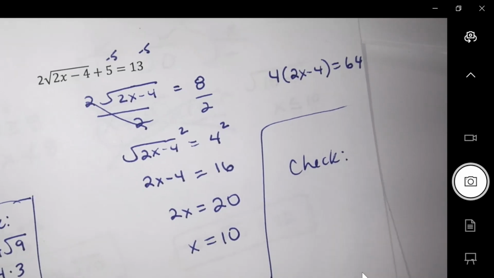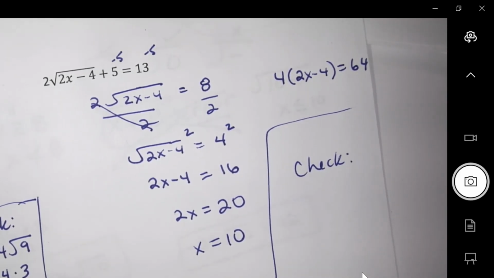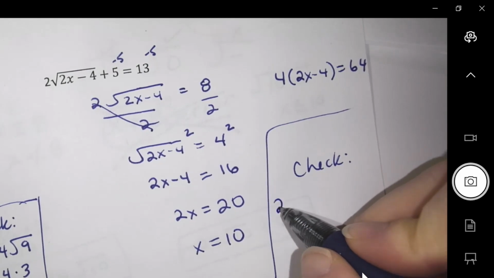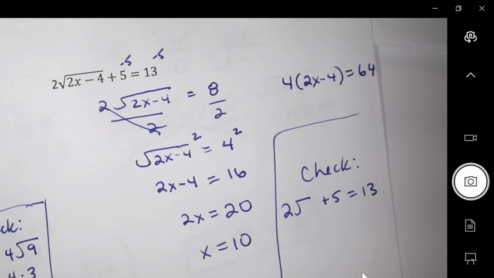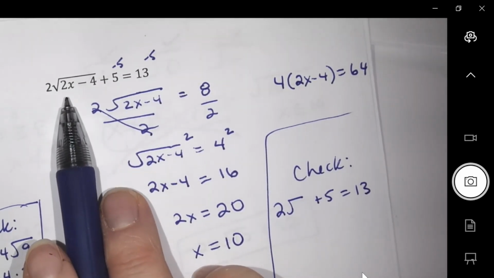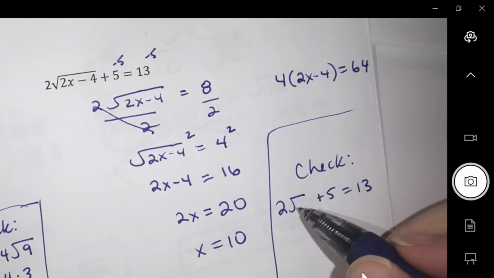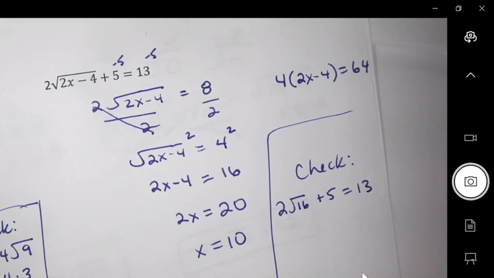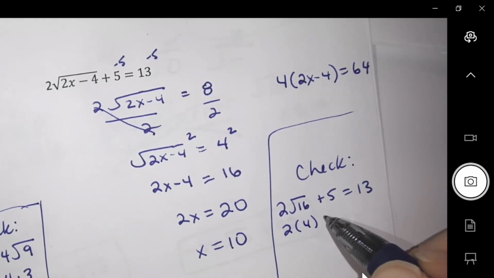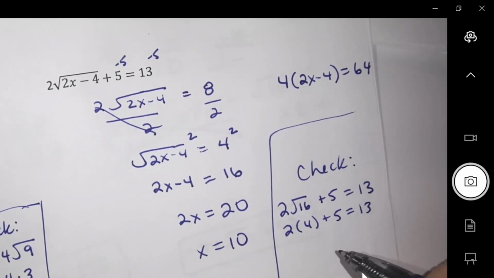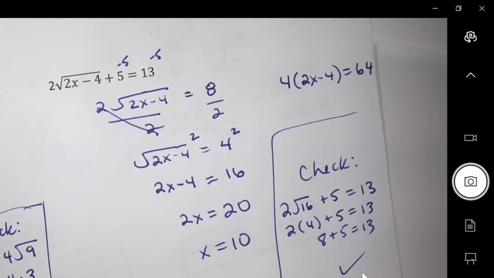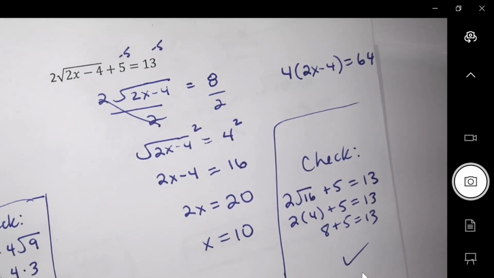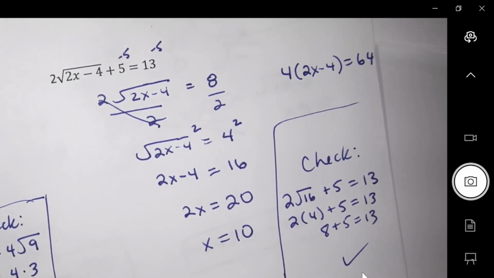But you have to check. Check, I got 10. So I'm going to go 2 root something plus 5 equals 13. Okay, 10. 2 times 10 is 20. Minus 4 is 16. 2 times 4 plus 5 is 13. Oh my goodness, we're doing this. Yep, that is working out.